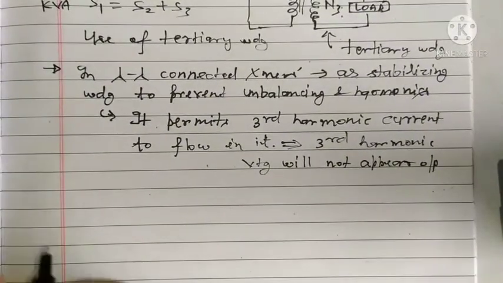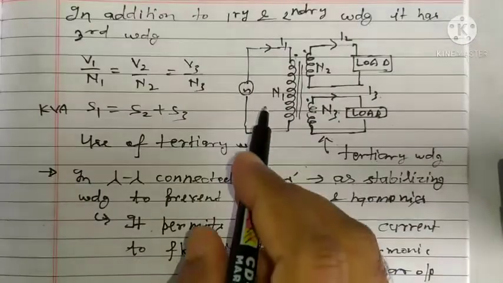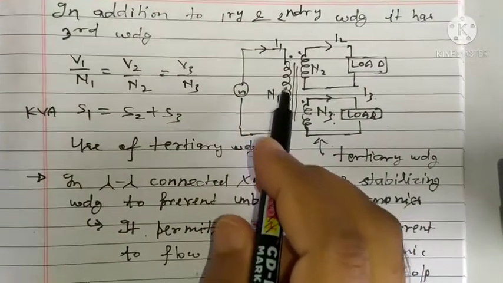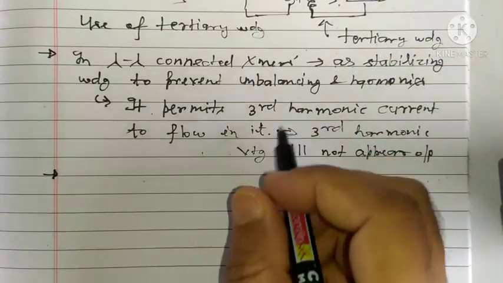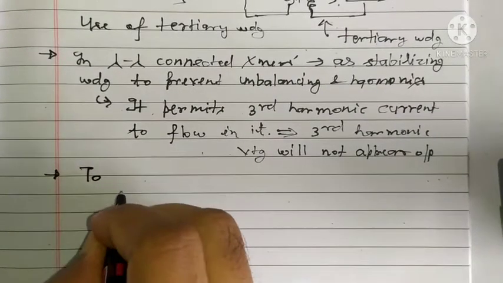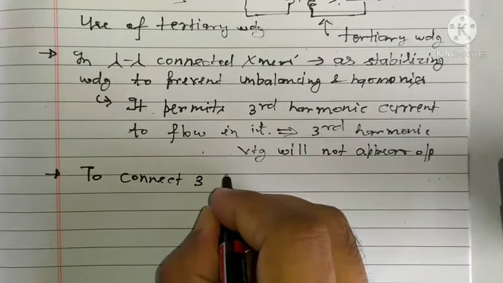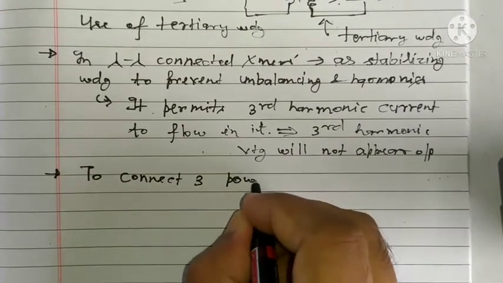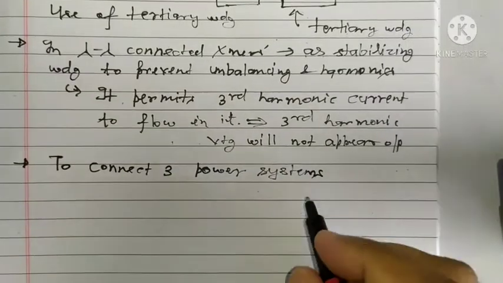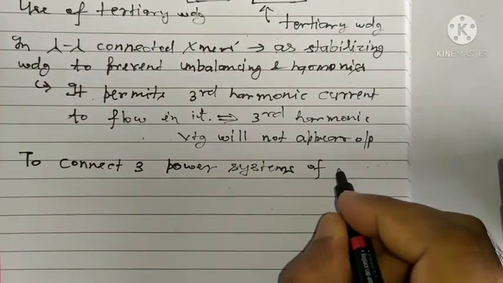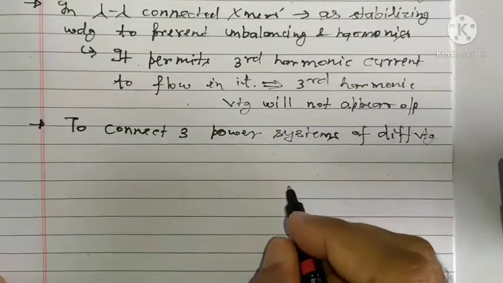So this is one application. Second, as we have three windings with different turns, that is different voltage, we can connect 3 power systems of different voltage levels. So it can be used to connect 3 power systems of different voltages, right?